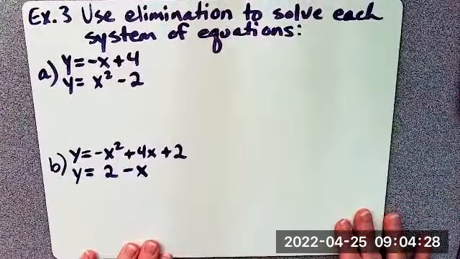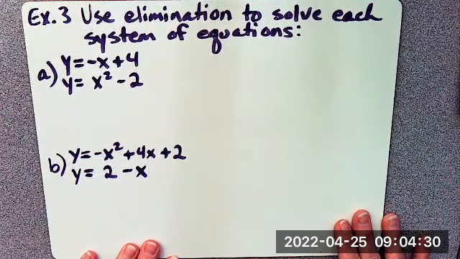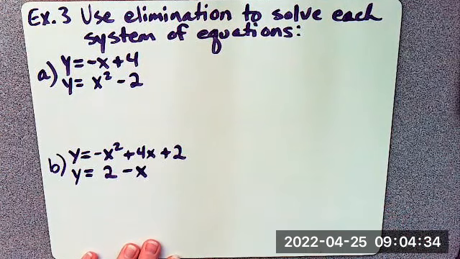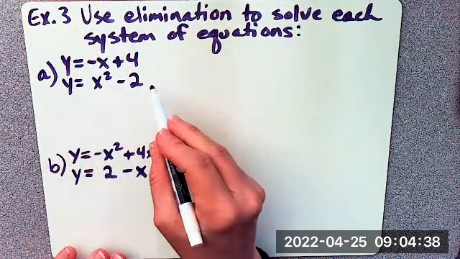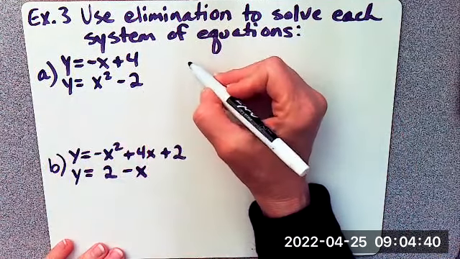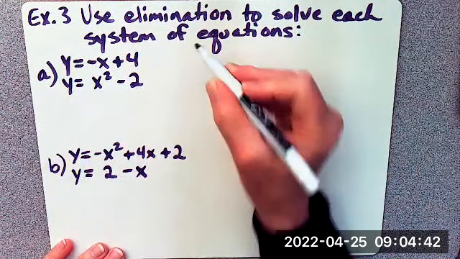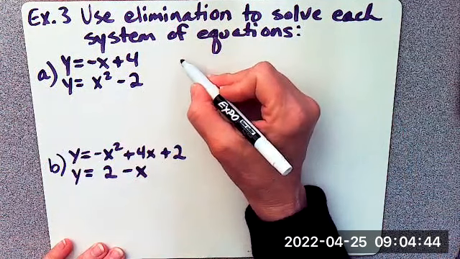All right, let's take a look at this one. We're going to use elimination to solve each system of equations. So elimination means we are eliminating one of the values of this. So what we're going to do is we're going to subtract one equation from the other.